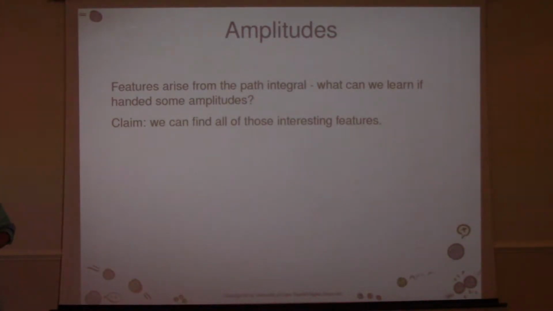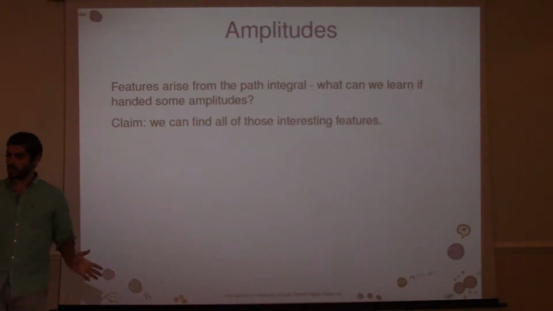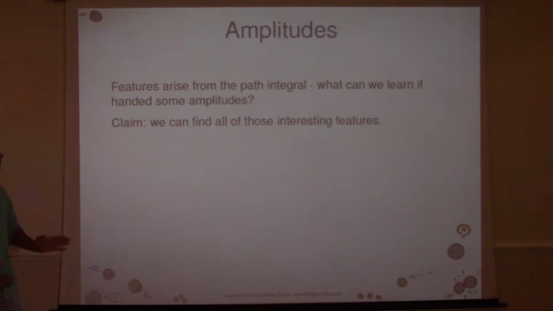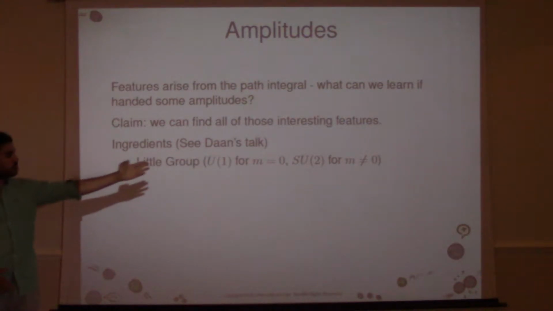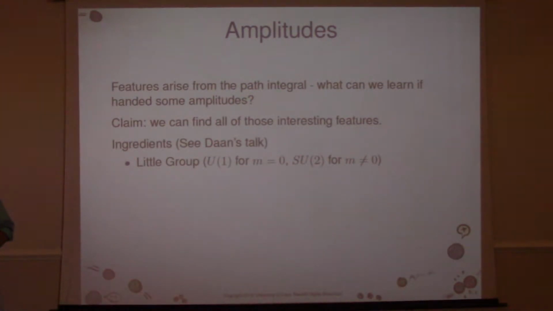Now, if I was to just hand you a bunch of amplitudes, I'm going to claim that you can see all of those features that I just listed. And what we need to do that are the ingredients that Daan introduced to you earlier, which is the little group in order to fix 3 points. So in Daan's talk, the little group was U1 because he was just talking about massless particles. But I'm also going to be talking about massive particles, so I'm going to use SU2 to fix those.